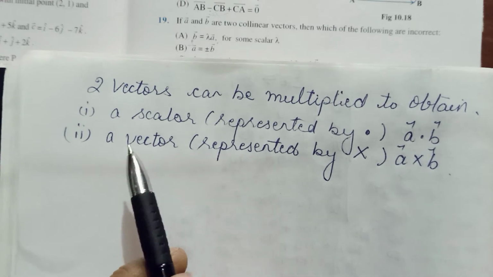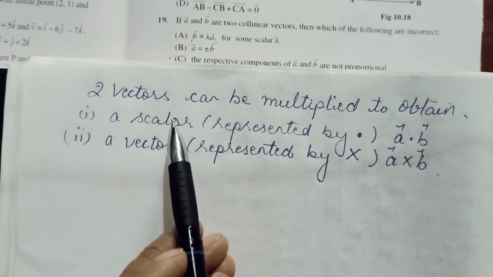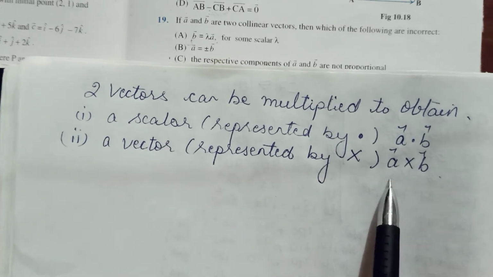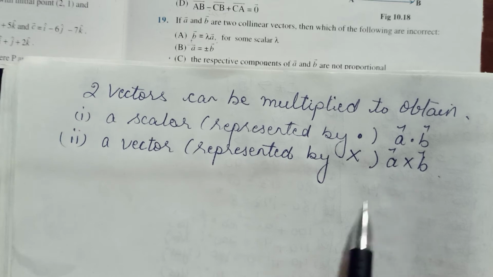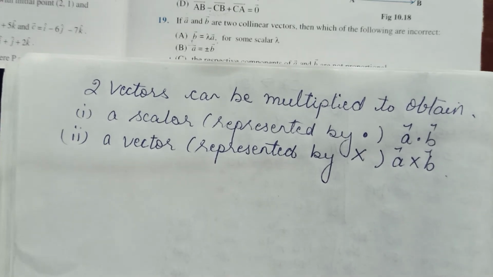One is we can possibly multiply two vectors in such a manner to obtain a scalar quantity. And we can also multiply two vectors to obtain a vector quantity. So there are basically two types of products defined for when we multiply two vectors. One by one we'll take up. First we'll take up the scalar product.